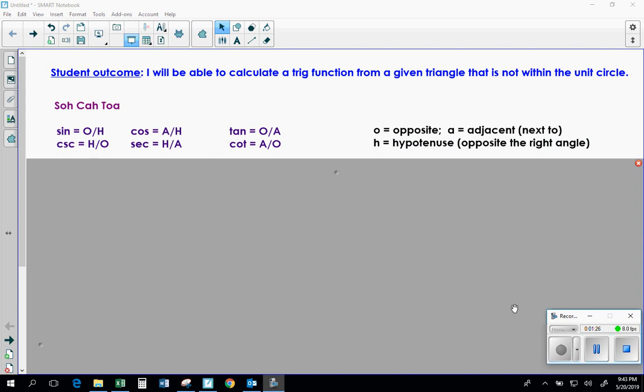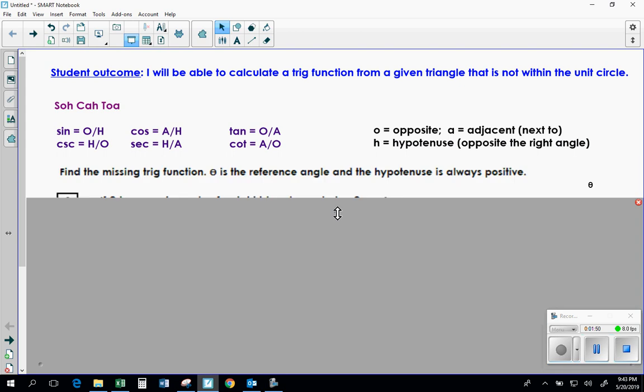Go ahead and write down your student outcome here and your SOHCAHTOA information that you have here. This is all review from what we've done in this quarter and also at the end of second quarter, right before the first semester final. Pause the recording here until you have these notes taken down, and then go ahead and continue. All right, so let's go right into examples here.